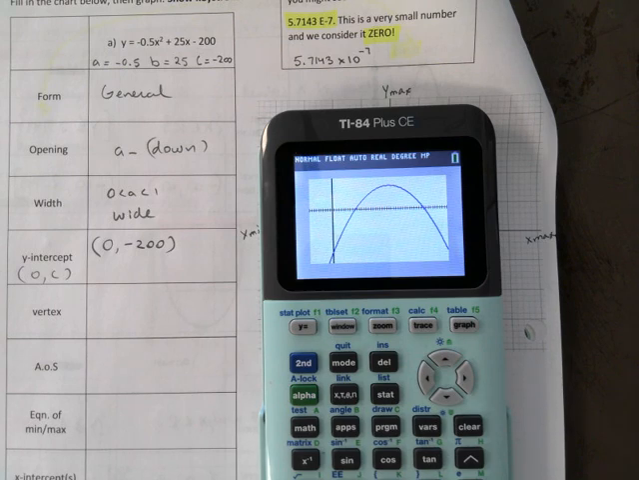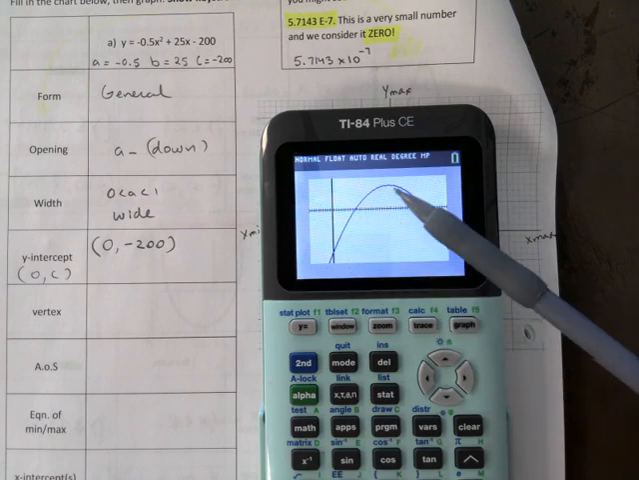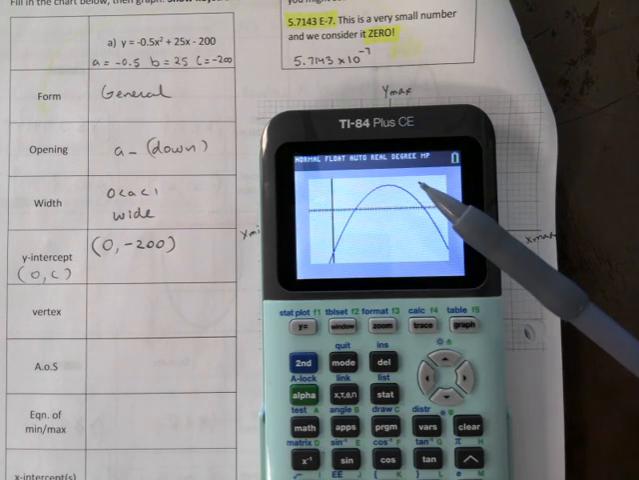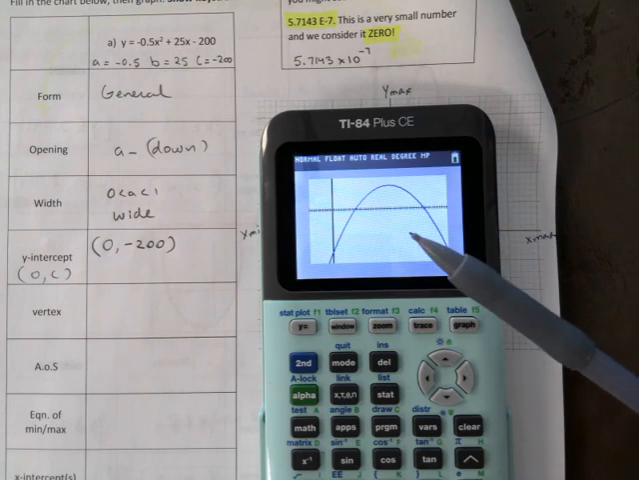That's a pretty good graph. I'm seeing x-intercepts and the y-intercept, and I see my vertex. That's all I need to graph. That's perfect. Let's say you make a mistake.